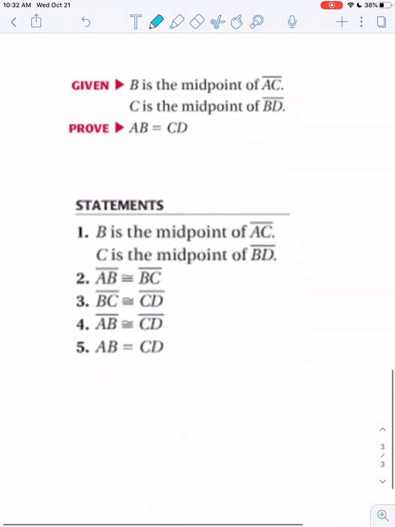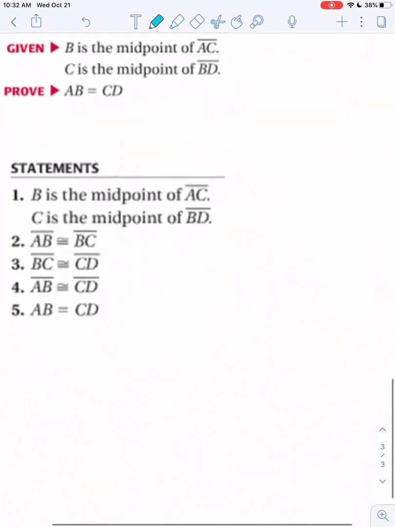All right, let's try another proof. We're given that B is the midpoint of segment AC and C is the midpoint of segment BD. It's our job to prove that AB equals CD. First thing I noticed is they didn't sketch this for us, so we're going to go ahead and sketch it.